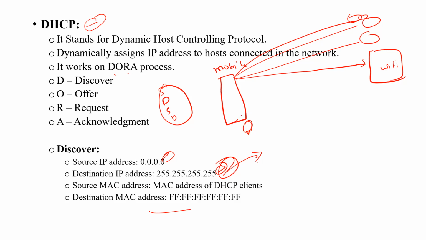And the destination MAC address it is not aware of, and the IP address it is not aware of. How will it get the MAC address of this Wi-Fi device? It doesn't know, so it sends a broadcast. So while sending a discover message, the IP address of the client or mobile is 0.0.0.0, and the source MAC is the specific MAC address. The destination it doesn't know, so the destination IP address and destination MAC address are broadcast ones. This is the first step.